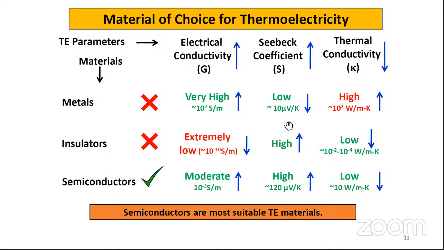The next type of material is semiconductor material. In the case of semiconductor material, the electrical conductivity is good and the Seebeck coefficient is also high. The value of thermal conductivity is low in the case of semiconductor. So we can say that semiconductors are the most suitable thermoelectric materials.